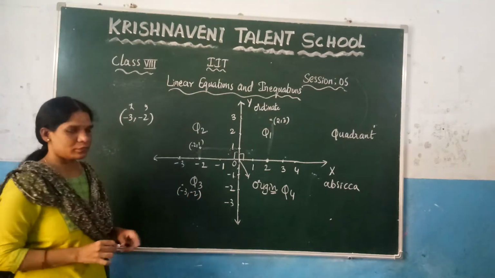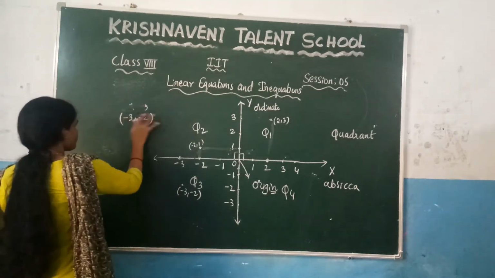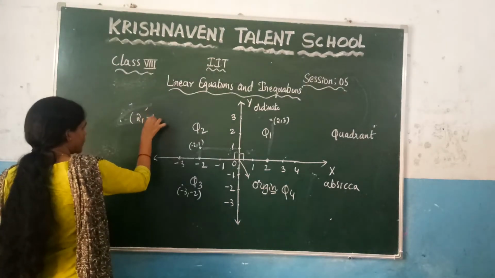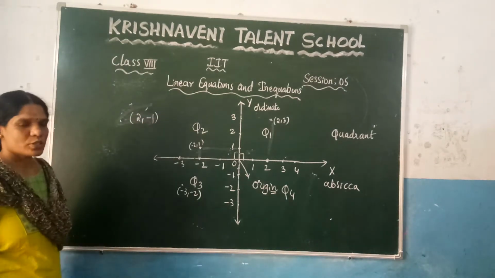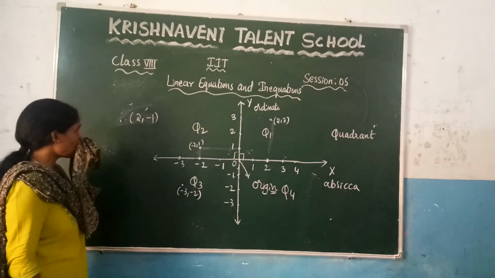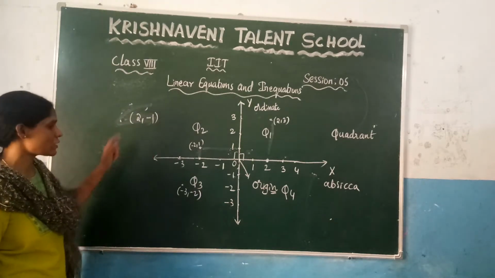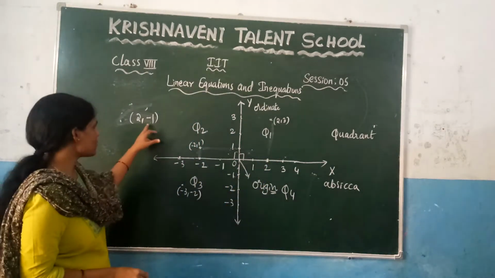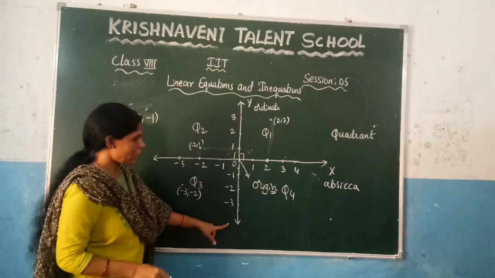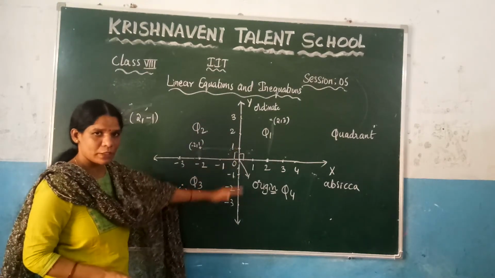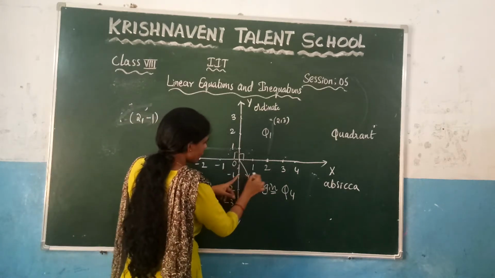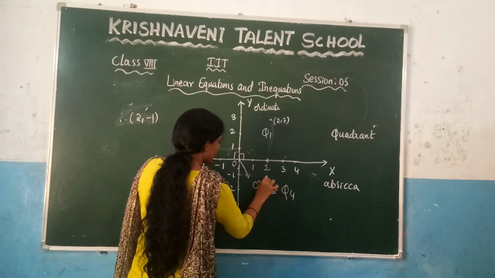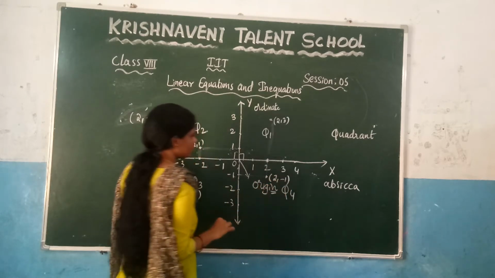Now let us take one more point here. Take 2, -1. Consider this point. Here you need to check what is the point on the x-axis, which is 2. So here go to 2. And what is the point on the y-axis, which is -1. Now you know that this is the y-axis, and here -1 is located below 0. So this is -1 and this is 2. Where it is intersecting at this point, this will be 2, -1.